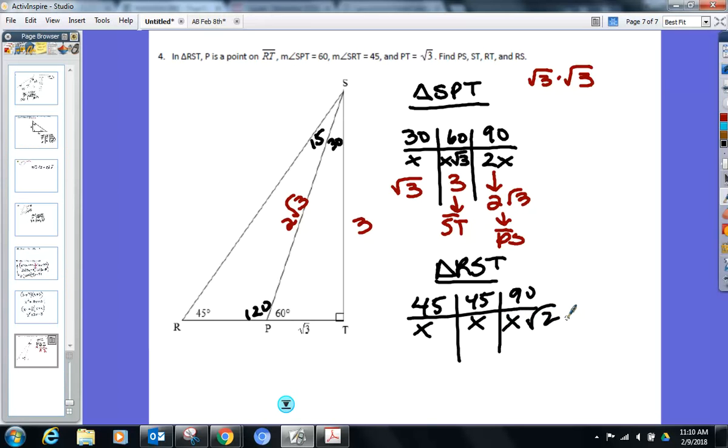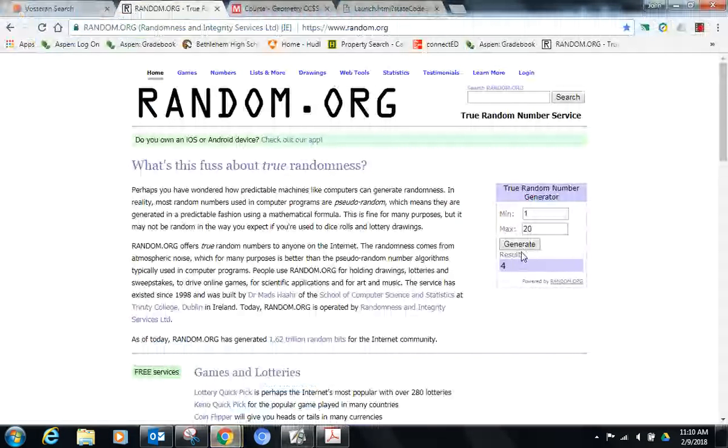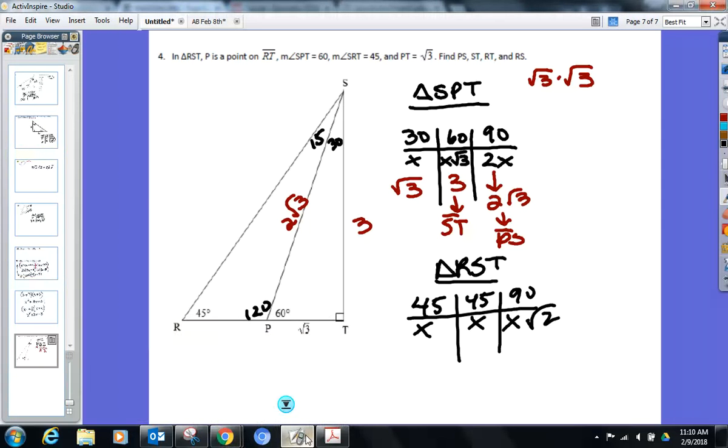Only focus on this triangle RST. What side do you already know? What side do I already know in RST? 4. And what angle is it across from? Okay, so that means across from the other 45 is 3. Name the side across from the other 45 in triangle RST.